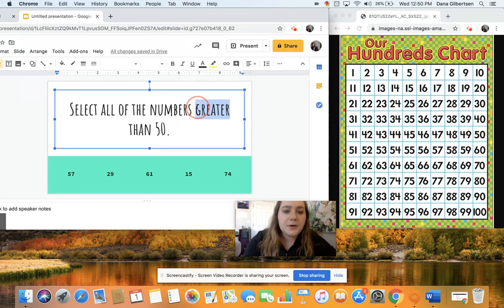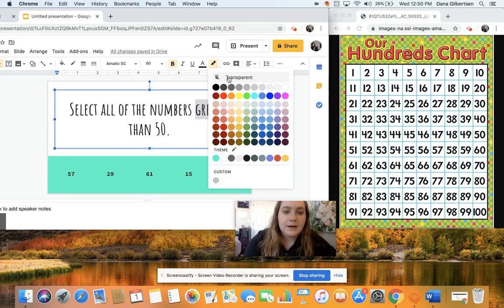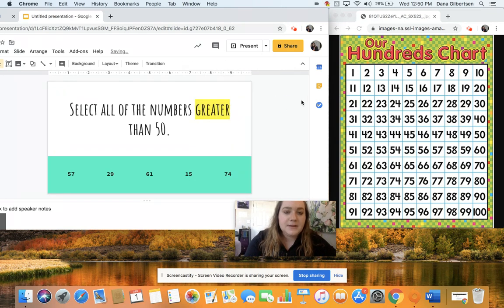I'm picking the numbers that are greater than. That means they're bigger. I forgot to highlight that. Silly Miss Gilbertson. So we're back on our hundreds chart at the number 50. Now find the number 57 and put your finger on it. Give me a thumbs up if that number is greater than 50. Correct. 57 is greater than the number 50.